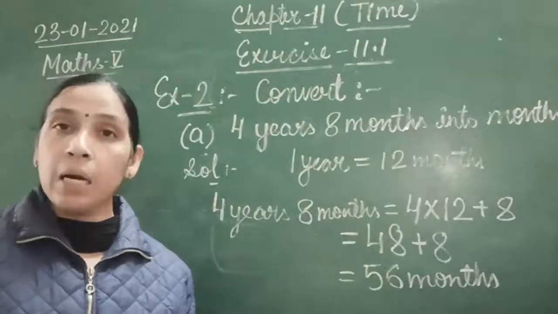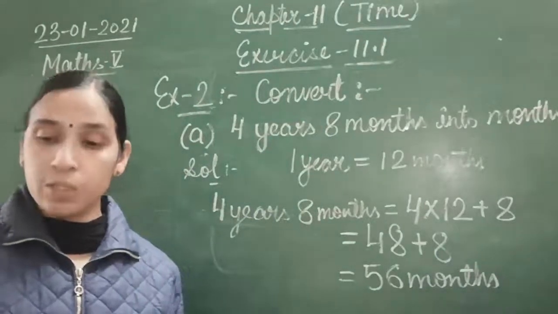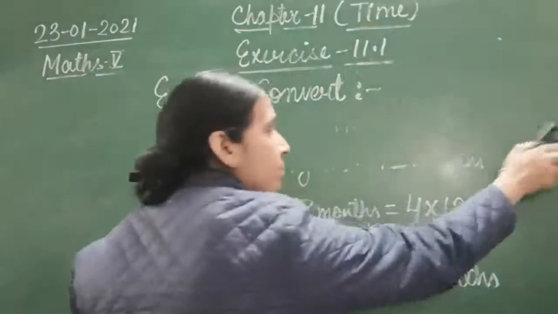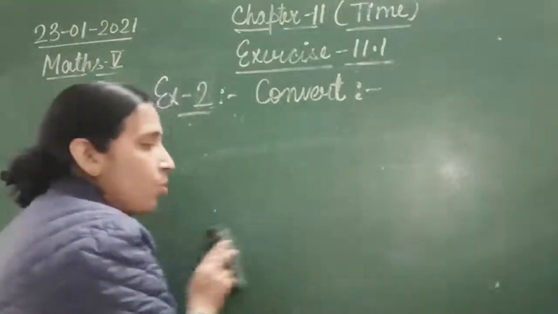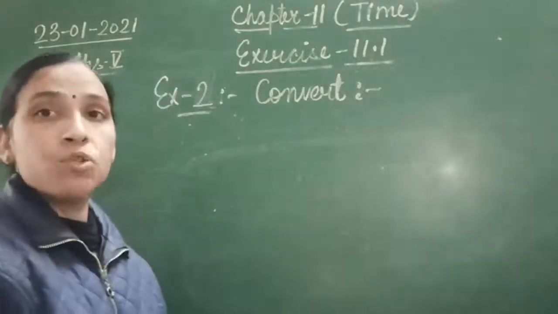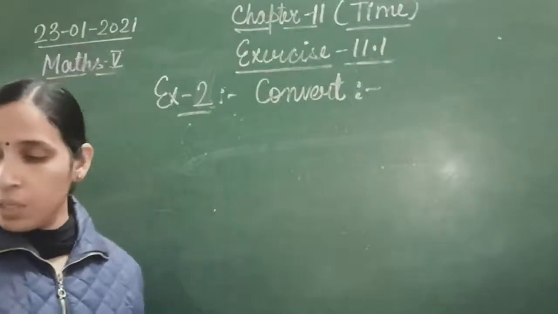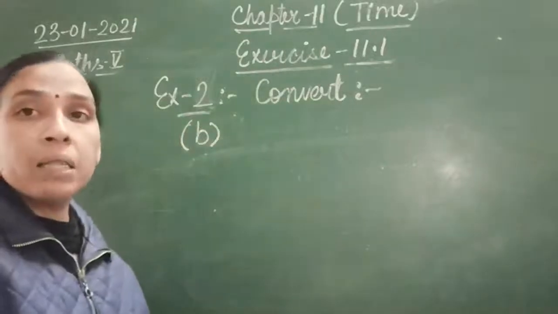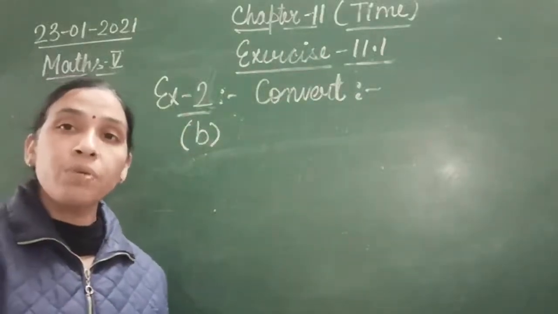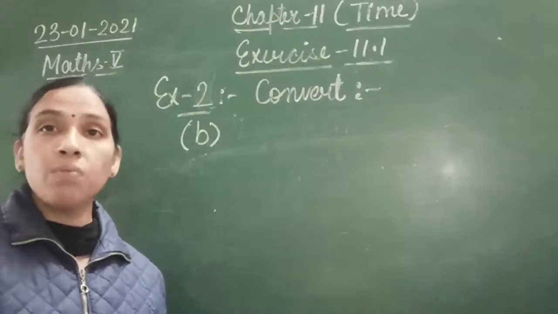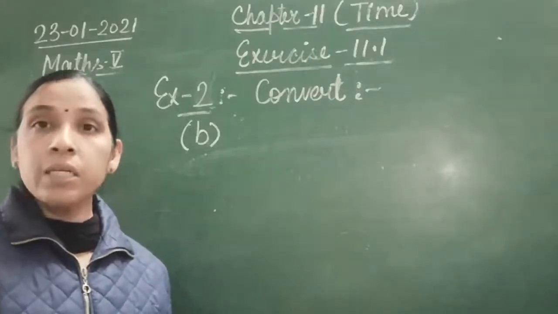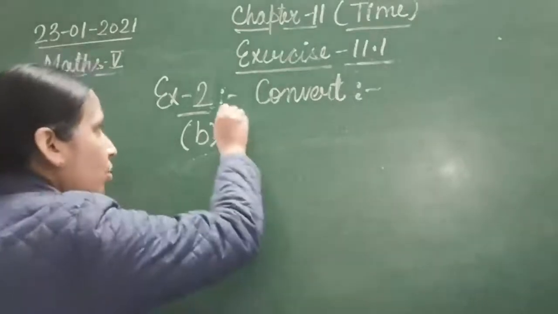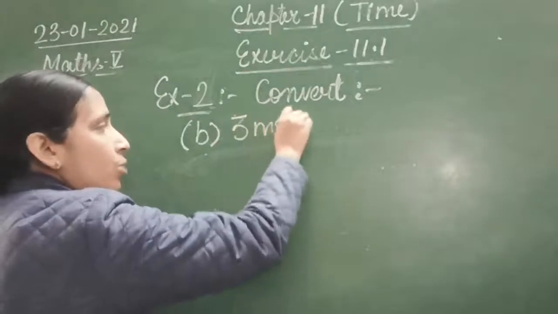Now children, if I come to B part, 3 months 5 days, we will see that also, because most of the time children have this doubt: do we have to write 30 days in a month or 31 days, because a few months have 31 days and a few have 30 days. So keep it in your mind, the standard unit is 1 month is equal to 30 days. Only that we are going to take.